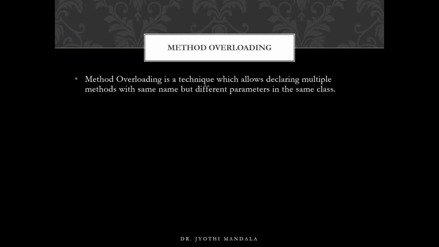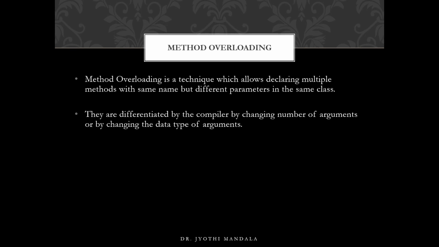Method overloading allows us to have multiple methods with the same name in the same class. In the same class we used to write one method with one name. Now we can have another method with the same name in the same class, but there should be a difference in the parameters, the same as with a constructor. So method overloading is a technique which allows us to declare multiple methods with the same name but different parameter lists within the same class. I am talking about the same class.